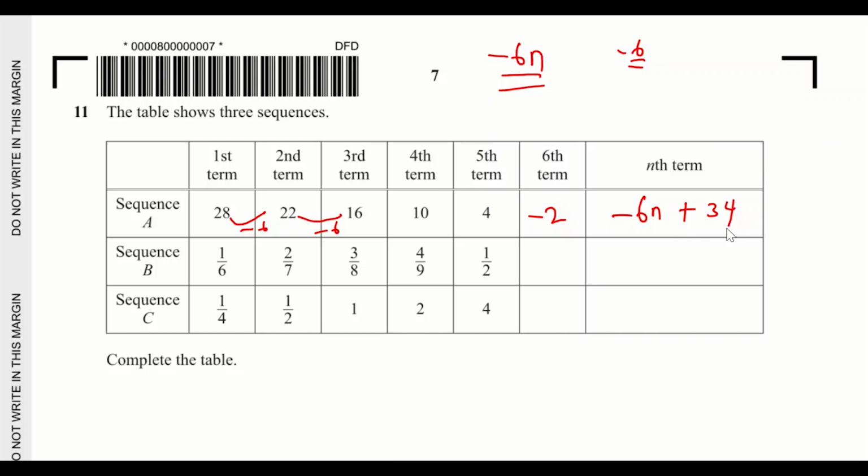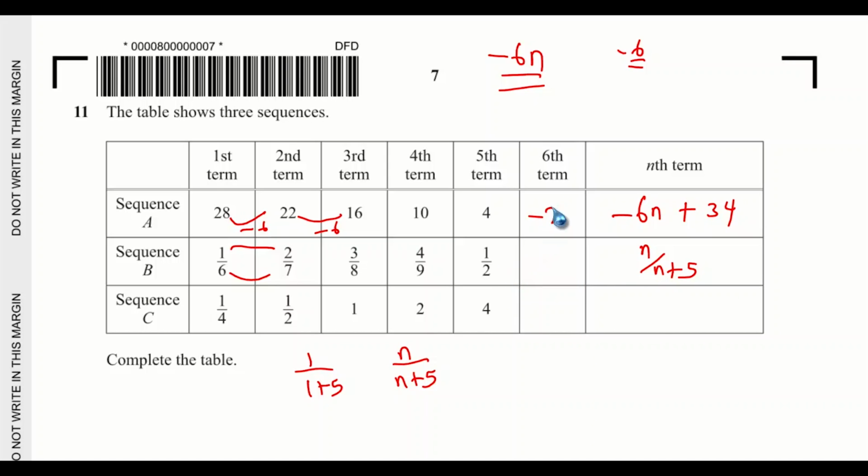So the second sequence is 1 over 6, 2 over 7. You can see a difference of 1 at the numerator and a difference of 1 at the denominator. So if the first one is 1, and you have a difference of 1 at the denominator, that means 6 will be equal to 1 plus 5. If you want to generalize it now, it will be n over n plus 5. So this will be the nth term, n over n plus 5.